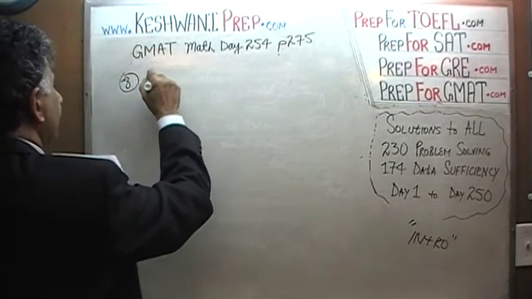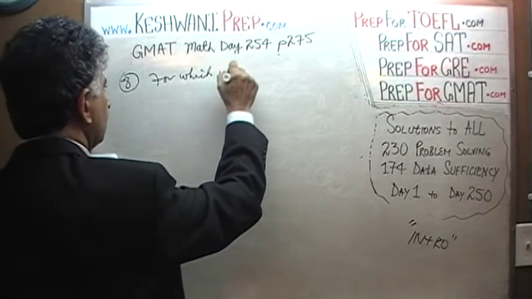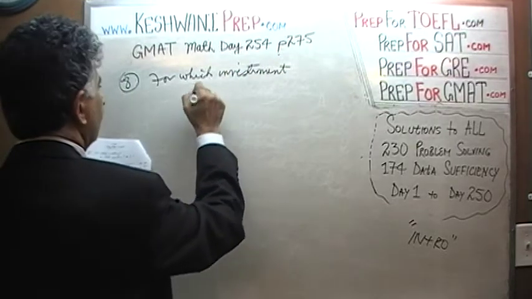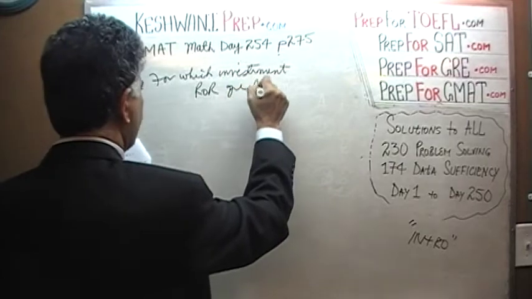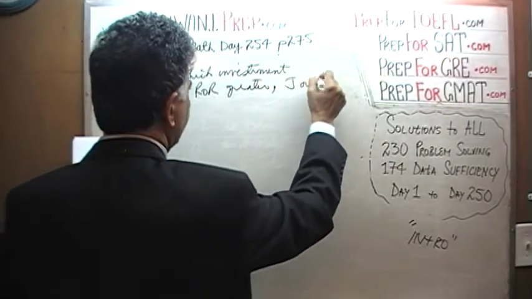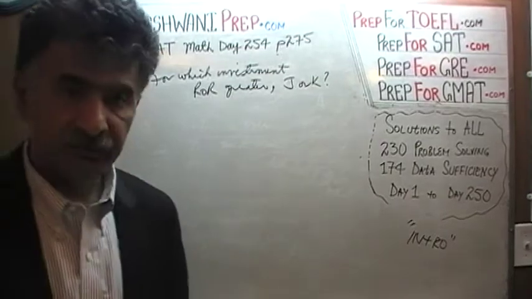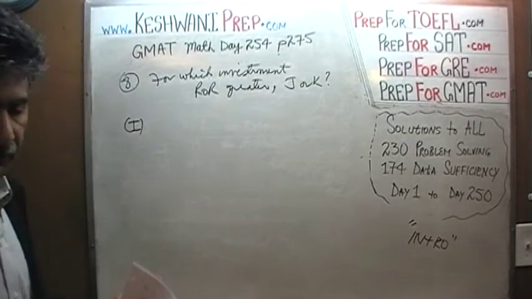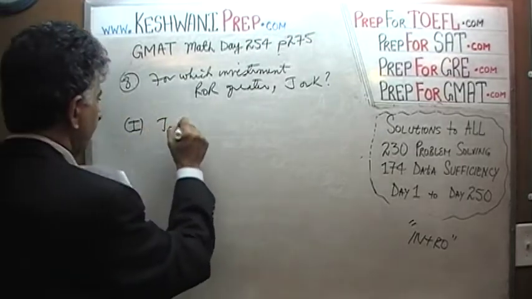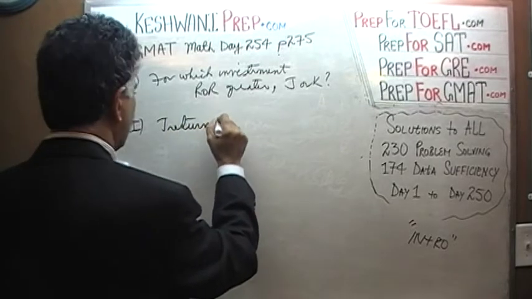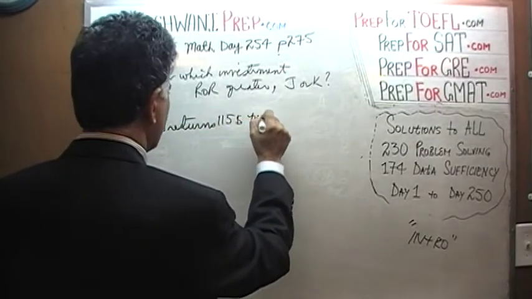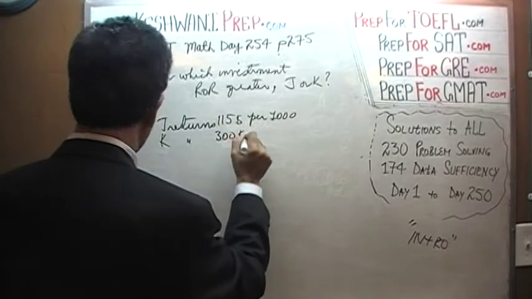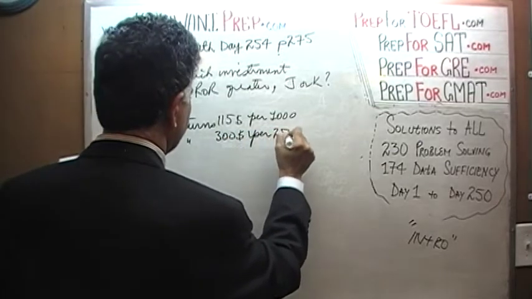Number 8, we are being asked for which investment the rate of return is greater, J or K. Well, let's find out, shall we? Let's find out what they tell us in the two statements. The first statement tells us that J returns $115 per 1,000. They also tell us that K returns $300 per 2,500.